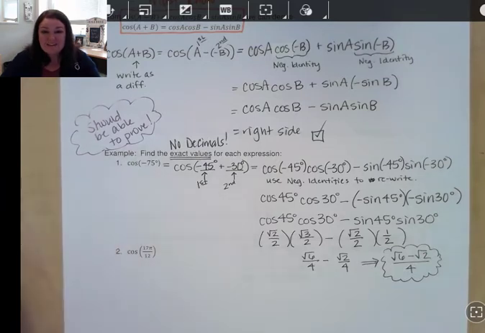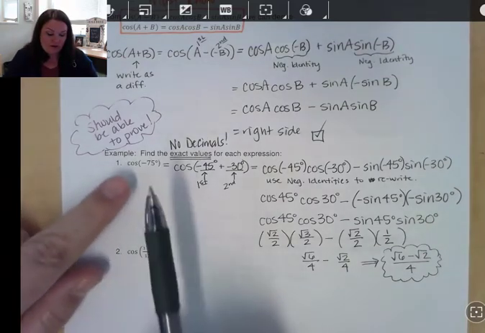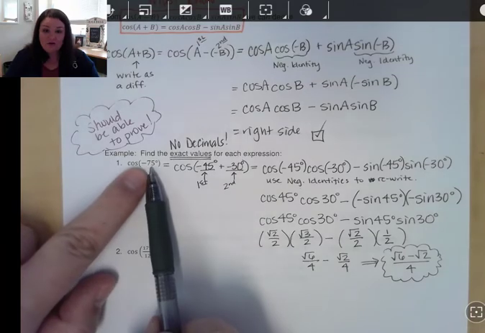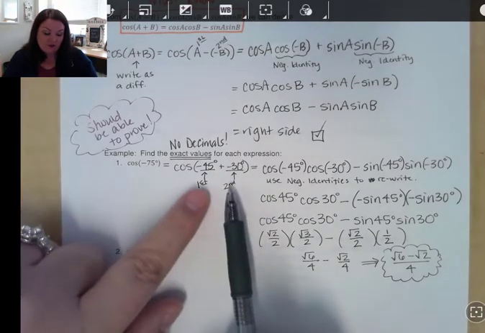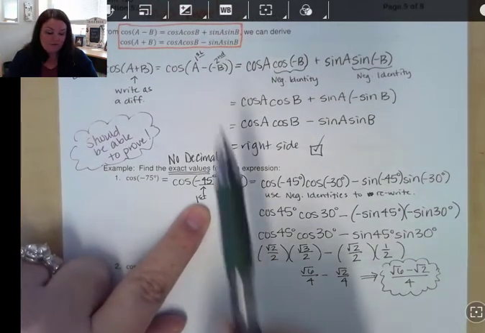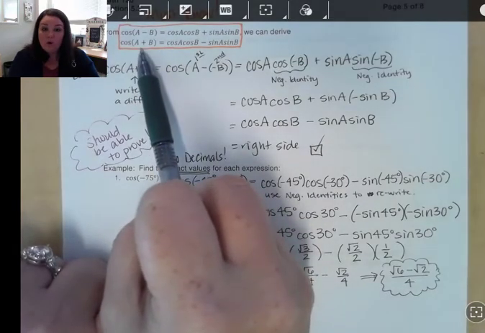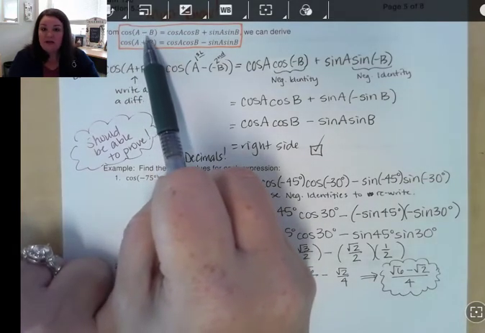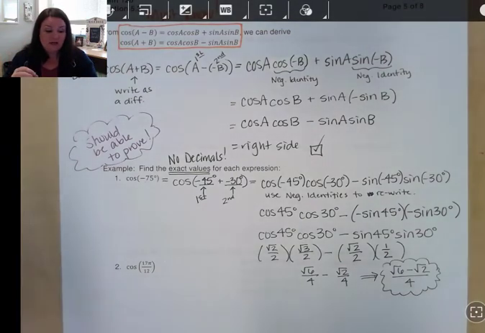Okay, does that kind of make sense? So just rewriting the angle in terms of either two angles being added, that's the new identity, or two angles being subtracted. And the angles we're choosing are nice, pretty ones.